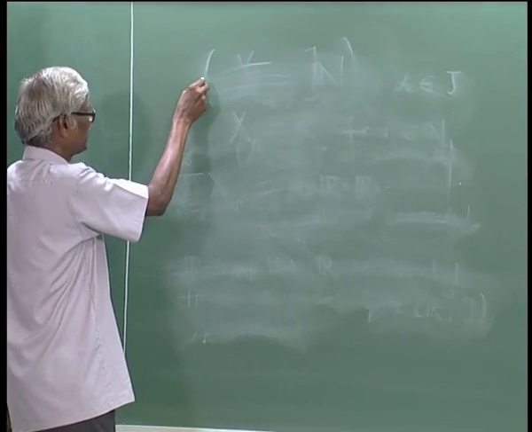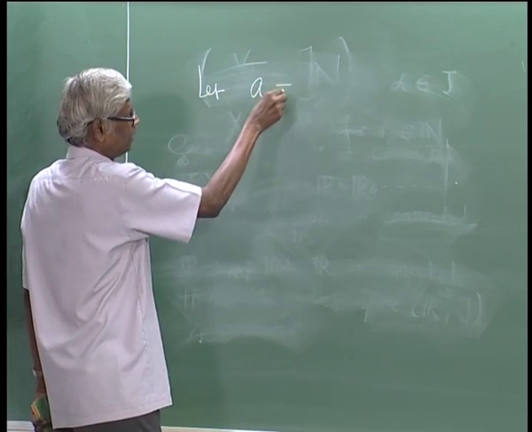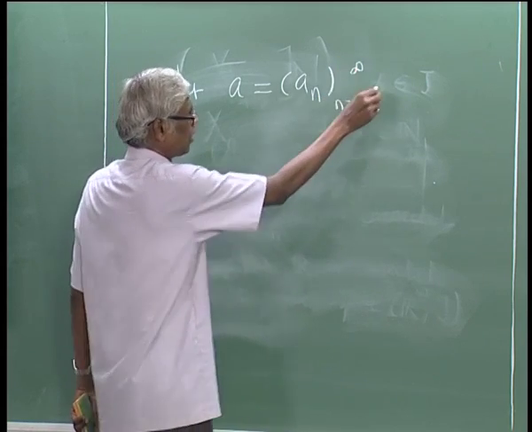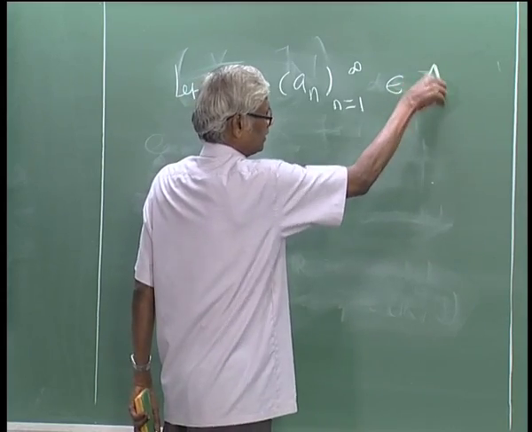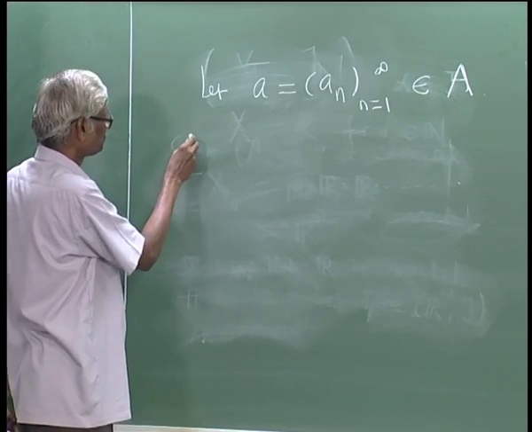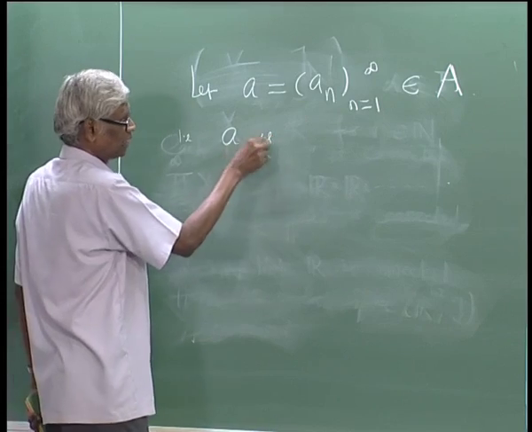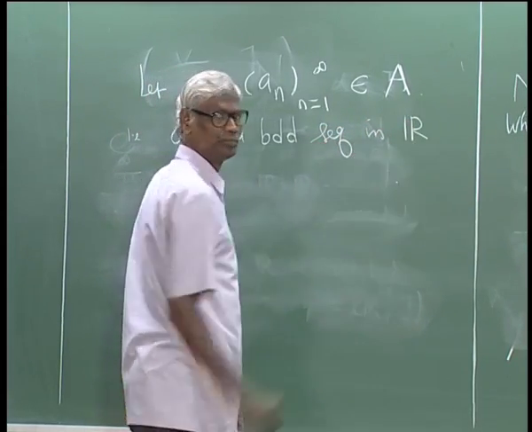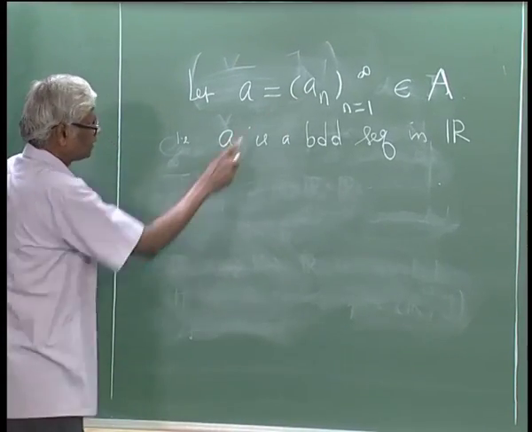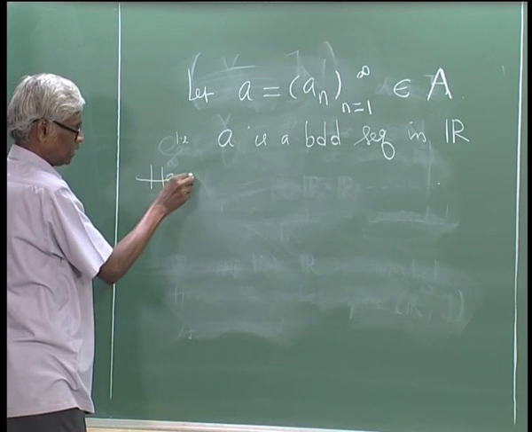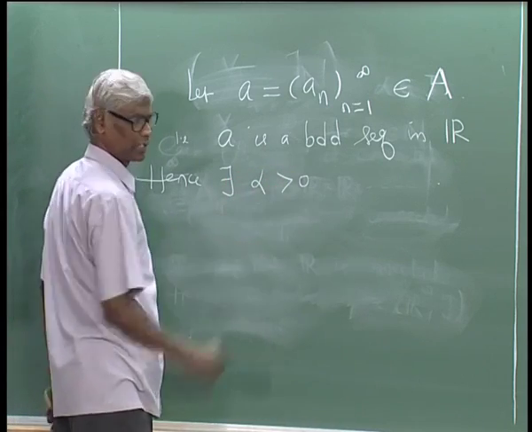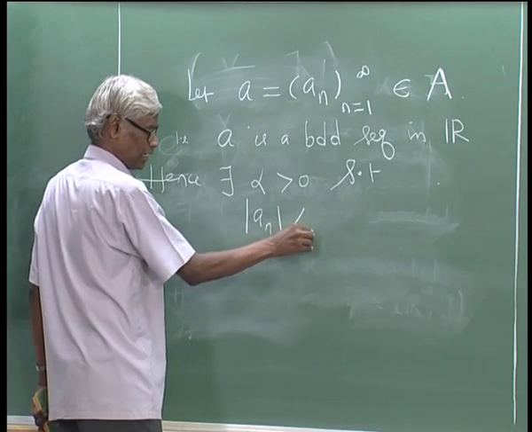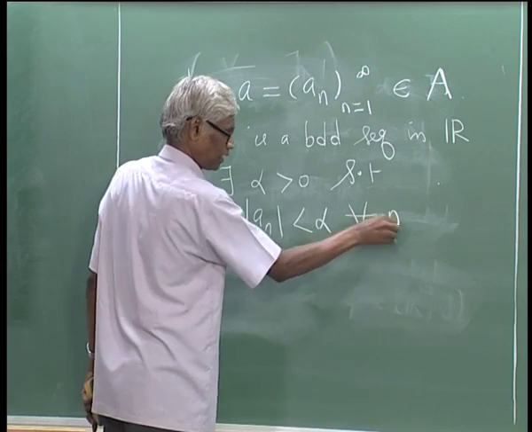Now, let us fix a = (a_n), n from 1 to infinity, which belongs to the set A, that is, a is a bounded sequence in R. Hence there exists some α greater than 0 such that |a_n| is strictly less than α for all n.